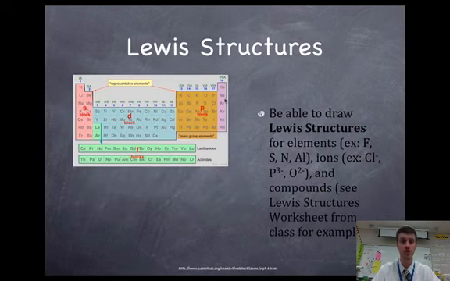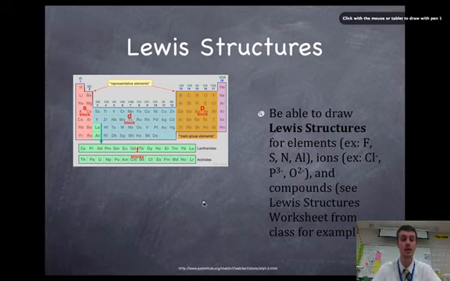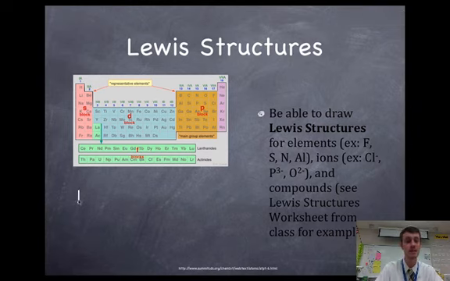Alright, Lewis structures. This is what we've been going over more recently. There's a few of these problems that are going to actually be pretty easy. For example, I have fluorine, sulfur, nitrogen, and aluminum up here as examples. Basically, for just those, you're just writing an electron dot structure. So fluorine has 7 valence electrons because it's in group 7A.